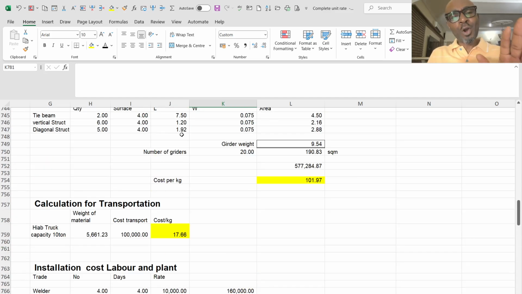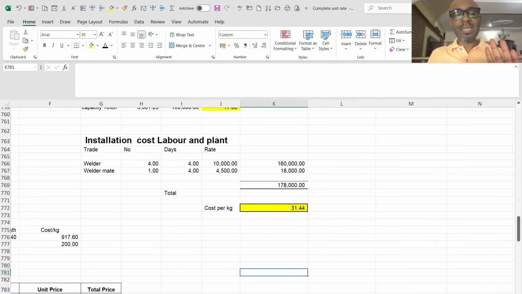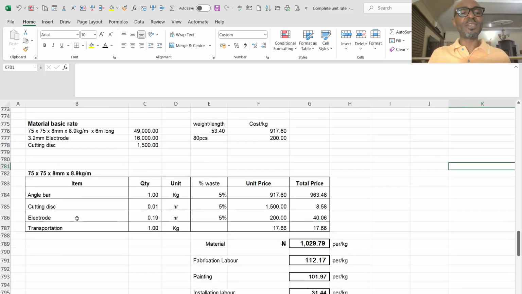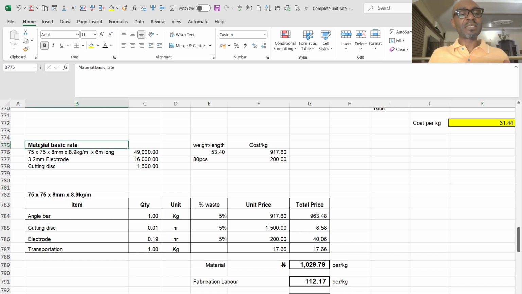So after getting all of this in your analysis, let us now come and build up the rate. Now this is the material basic rates in the market. The angle iron delivered to site. Say you are using a supplier to deliver this material to site. You are asking a supplier to bring it to site. It's going to cost you 49,000 per length. And for the electrode, a packet is 16,000, and the quantity inside the packet is 80 pieces, while the cutting disc is 1,500 per piece.